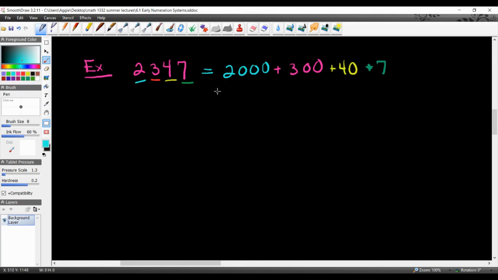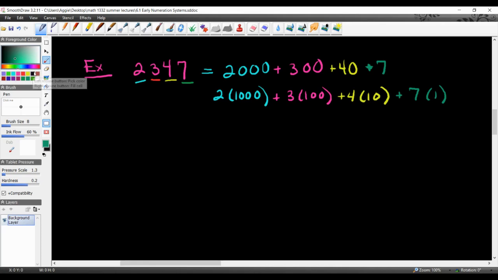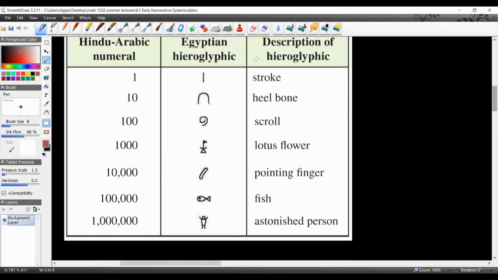I can say that 2,000 is the same as 2 times 1,000. 300 is the same as 3 times 100. 40 is the same as 4 times 10, and 7 is the same as 7 times 1. And now we have exactly what I'm getting to here. We have it in terms of 1,000, 100, 10, and 1, because those are the numbers that I can associate with these numbers right here.